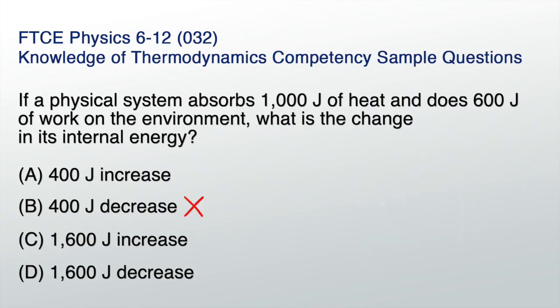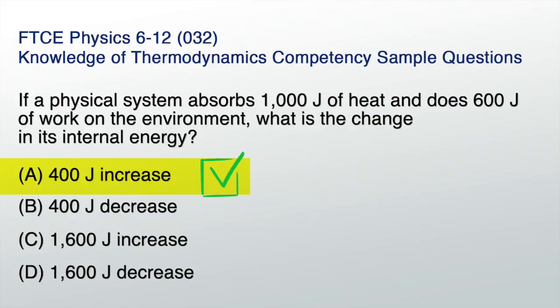B is incorrect because the system gains more energy from heat than it loses from doing work. So energy increases, not decreases. C is incorrect because you don't add the values. You must subtract work done from heat absorbed. D is incorrect in both sign and math. It ignores the system absorbed energy. The correct answer is A.